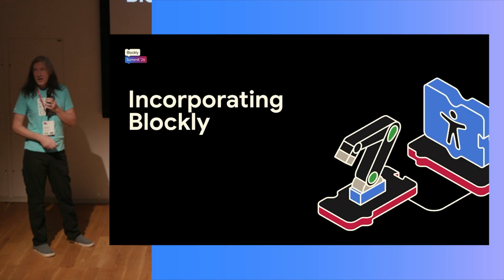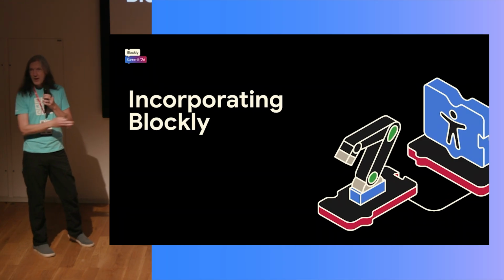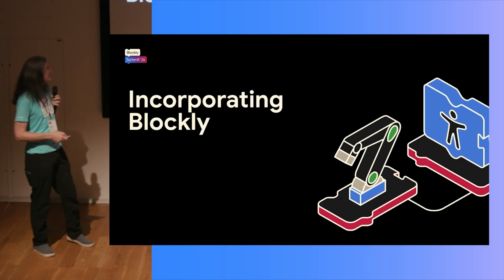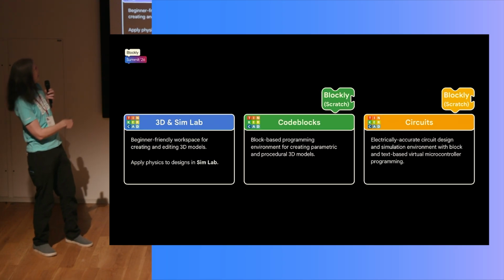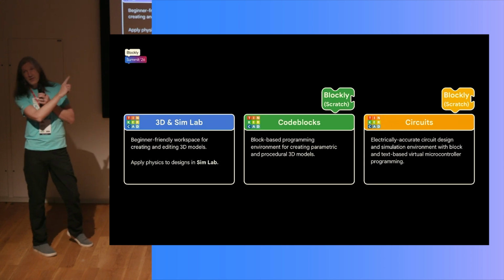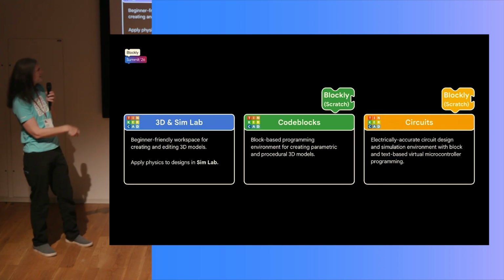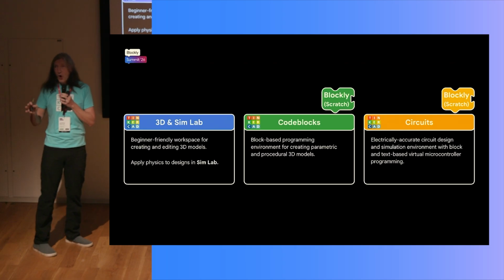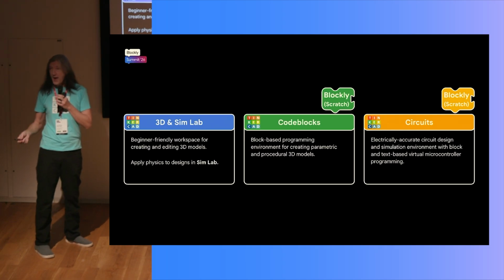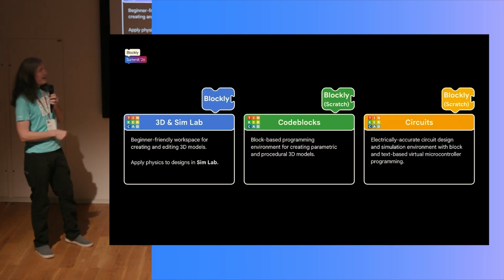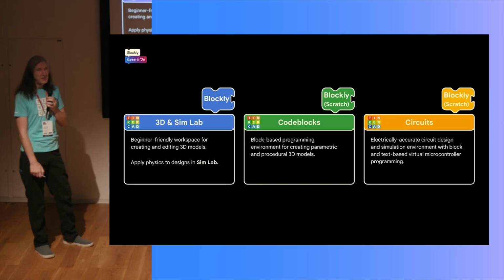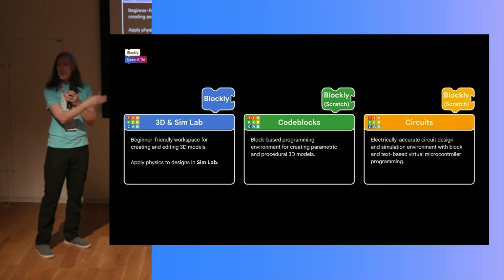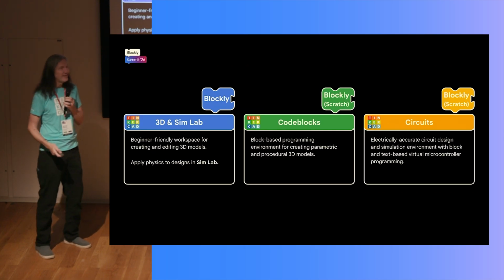So now, incorporating Blockly. We've got everything working at this point. Now let's put an interface on this. Just a real quick thing: I mentioned we've got these three editors, the 3D editor, SimLab, and code blocks and circuits. SimLab, by the way, is the name of our physics. Code blocks and circuits already use Blockly in the form of Scratch. And here we're adding Blockly into our 3D editor, and I think it's just nice that we've got it on all of our editors now.